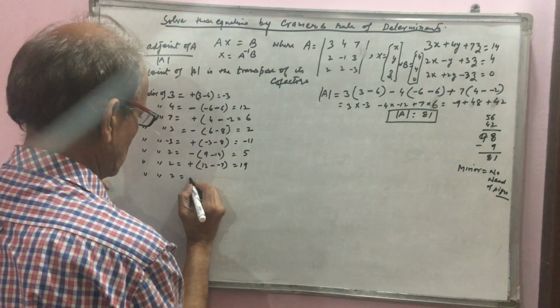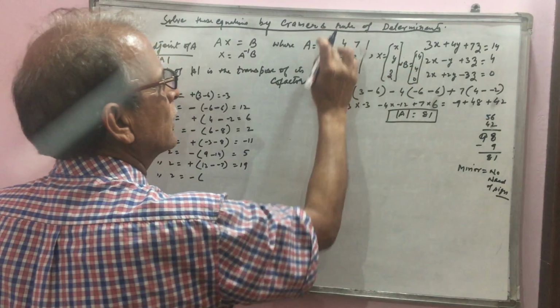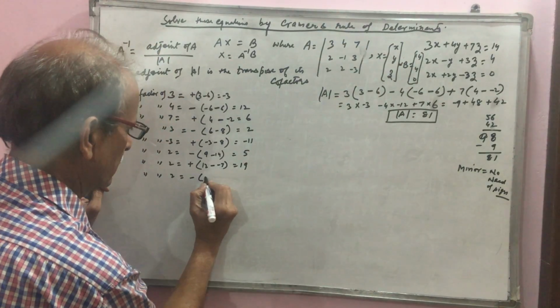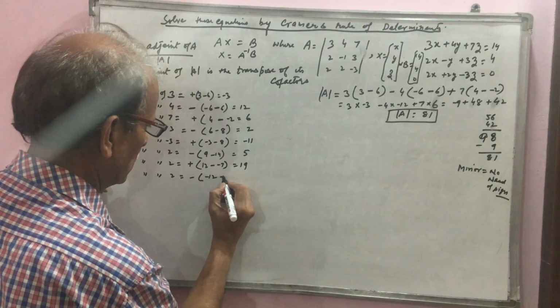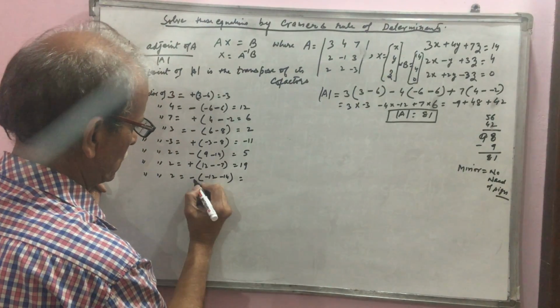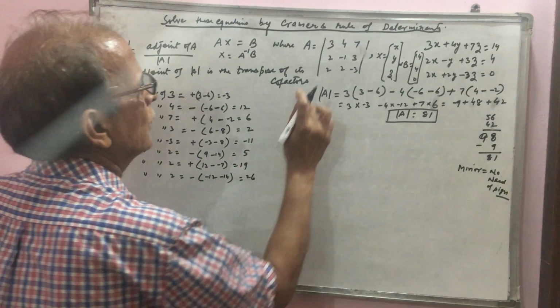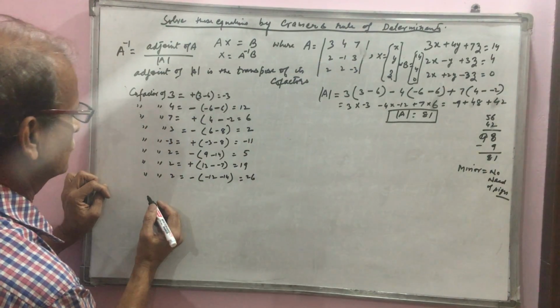Plus, minus. Put the negative sign. Read this row and this column. 4 minus 3 minus 12. So minus 40. It is minus 26, and then the cofactor of this is minus 26.